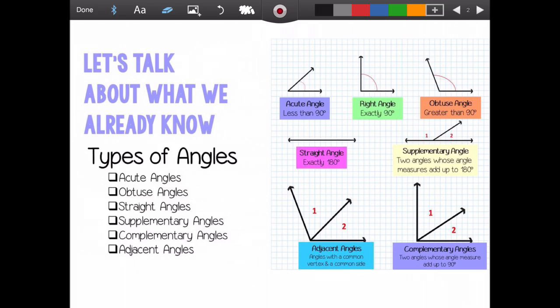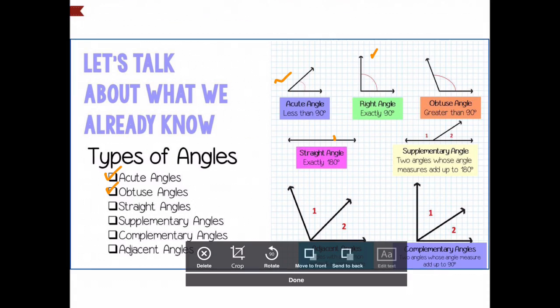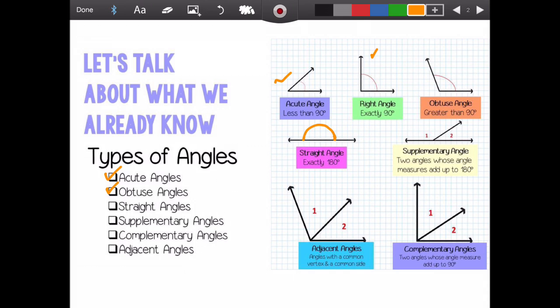First things first, let's talk about what we already know. We've already discussed types of angles in previous years, and this is a quick overview. We have the acute angle, which is less than 90 degrees. We have the right angle, which is exactly 90 degrees. We have the obtuse angle, which is greater than 90 degrees. We have a straight angle, which from one side to the other is 180 degrees.